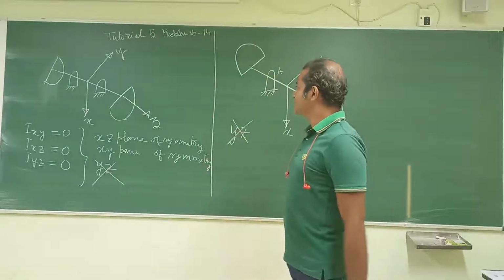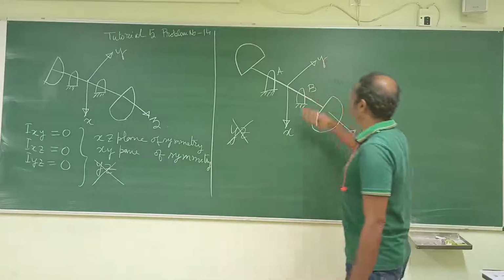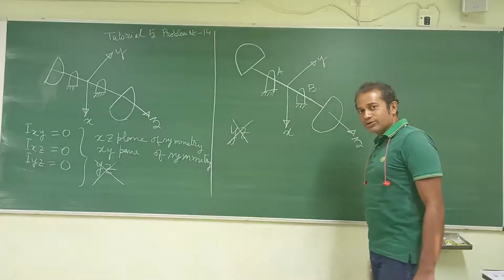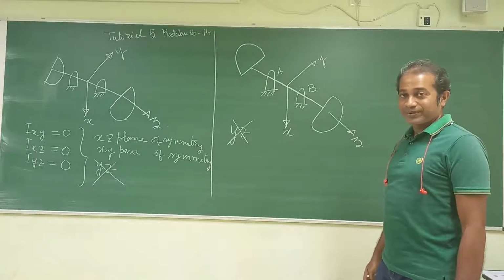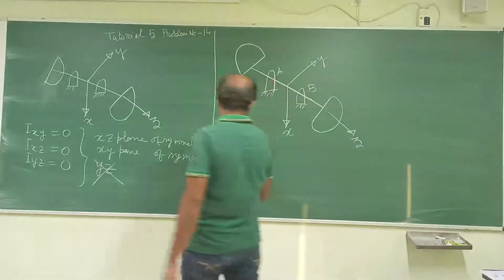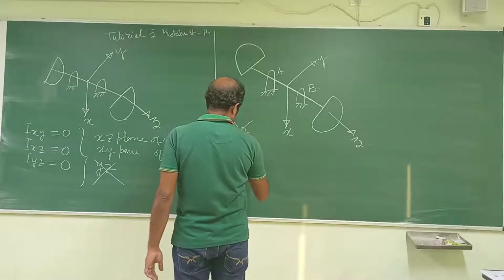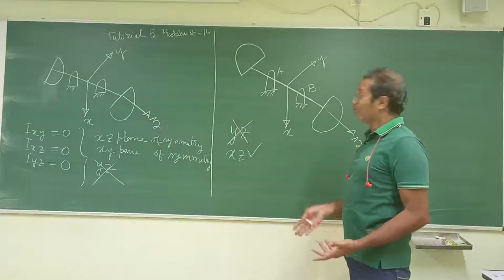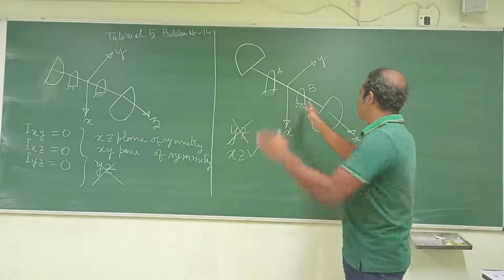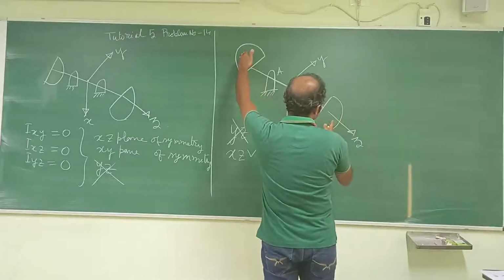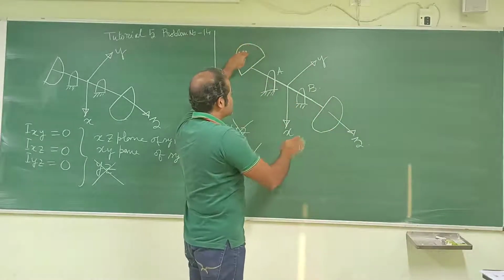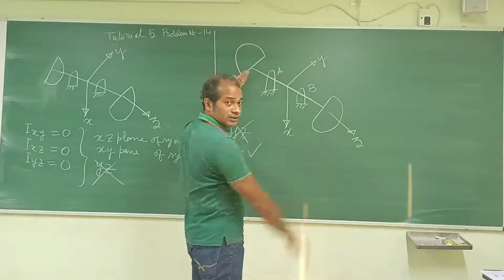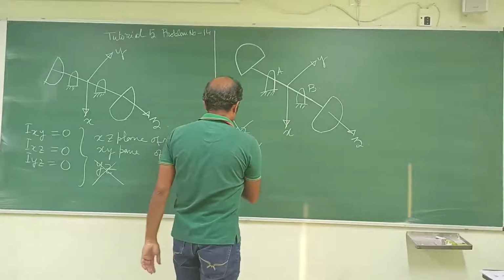Next, check the xz plane of symmetry. If you cut it in the xz plane, are you going to get a symmetric section? Yeah, so the xz plane of symmetry is going to be there. Now the xy plane, no, because if you cut it in the xy plane, on the upper side nothing is there, and on the lower side it is there. So you don't have an xy plane of symmetry.